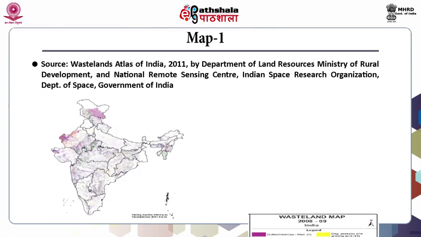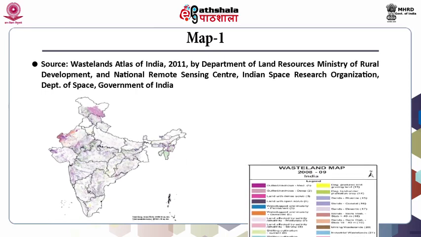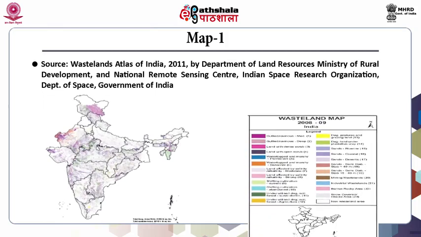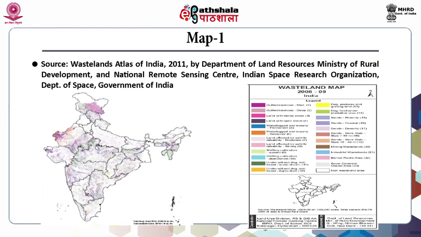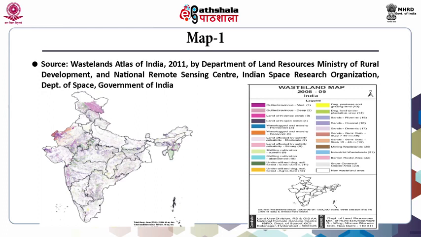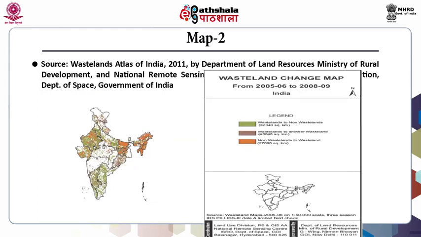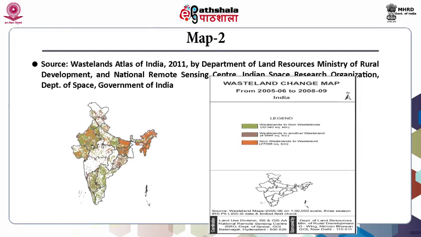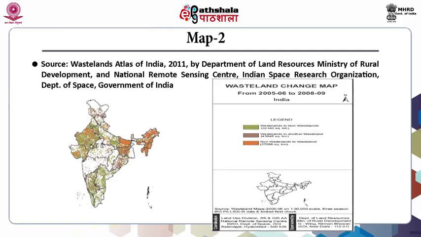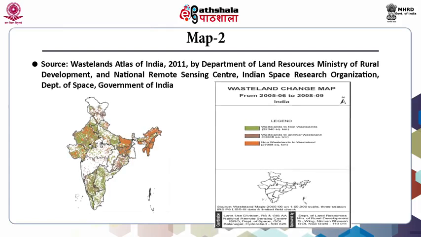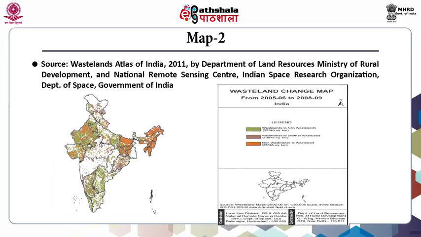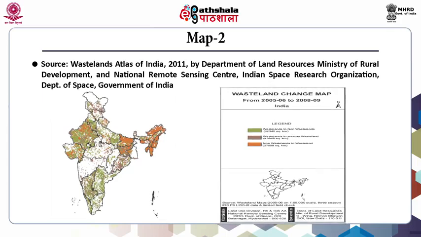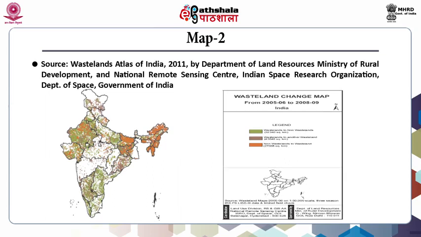Here we can see the map with different colors, and the legends of the different colors are shown on the right side, where we can see different states with different colors showing the wasteland map of India 2008-9. Then map 2, Wastelands Atlas of India 2011 by Department of Land Resources, Ministry of Rural Development and National Remote Sensing Centre, Indian Space Research Organisation, Department of Space, Government of India, is shown in this map. Here we can see 3 main colors: green color, which is wasteland to non-wasteland, then dark brown color, which shows wasteland to another wasteland, and then light brown color, which shows non-wasteland to wasteland.